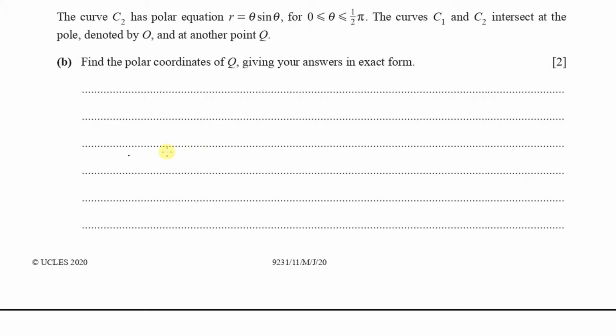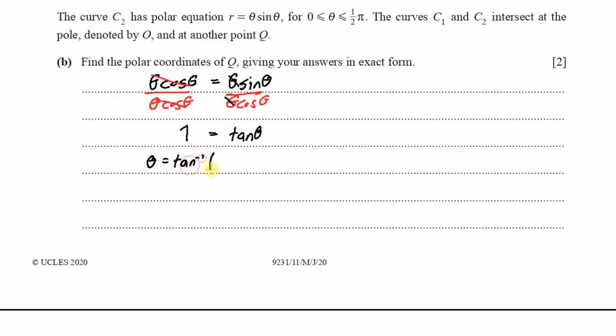So for C1, the equation is r is equal to theta cos theta. And for C2, the equation is r is equal to theta sine theta. So I'm equating these two. And if we do that, and I divide both sides by theta cos theta, then here I'll get 1. And here I'll get the theta cancelling out, and sine theta over cos theta is tan theta. So tan theta is equal to 1, and we know that theta here will come out as arctan 1, which is pi over 4. So we now have our value for theta.